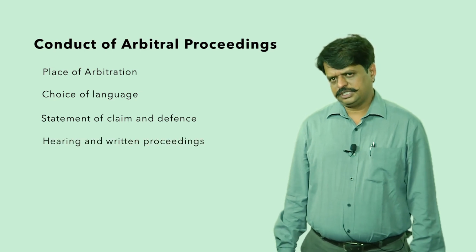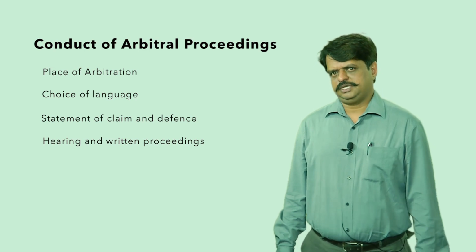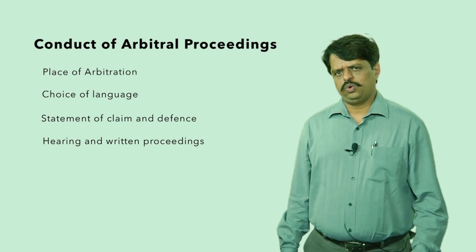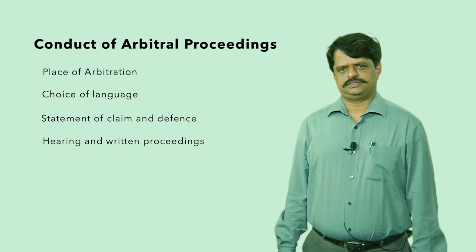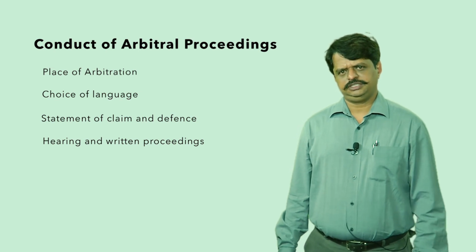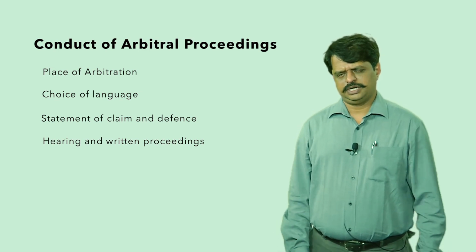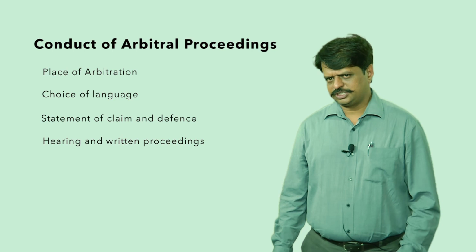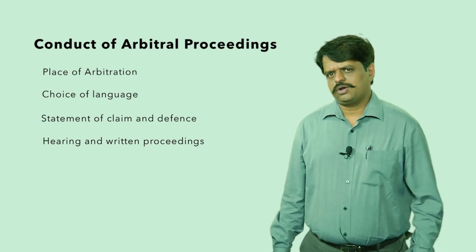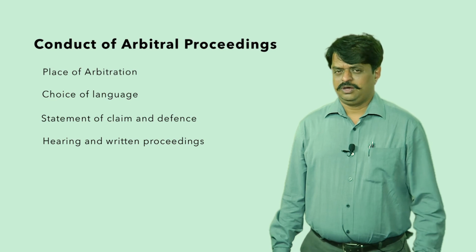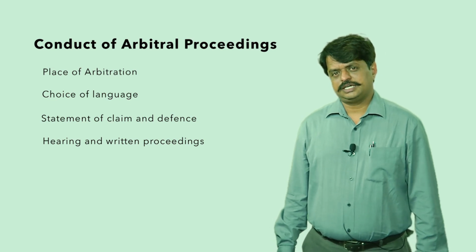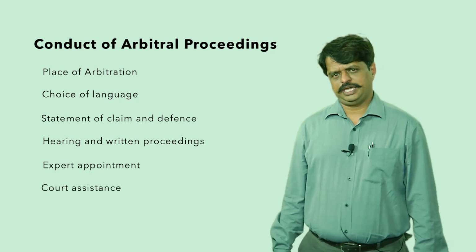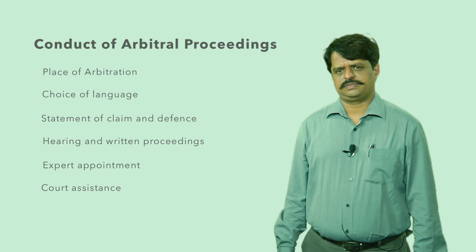Hearing and written proceedings: here there is a departure from the CPC. The arbitral tribunal can decide to have only written proceedings, no oral hearings. Whatever you want to say, you submit it in writing, it would be conveyed, and a copy would be supplied to all the parties involved, and there would be no oral discussion on it, and there would be an award on those written submissions. The arbitral tribunal can take the assistance of experts, or even the assistance of the court to secure the attendance of witnesses.